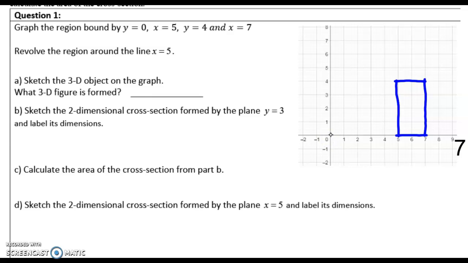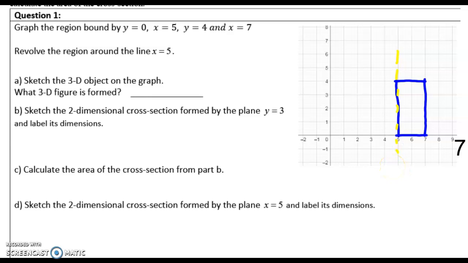Okay. So I have a rectangle. Mine's not very pretty. Hopefully yours is better. And it does ask us to revolve this rectangle around the line y equals 5. So we always want to kind of draw that in. We're revolving it around this line.